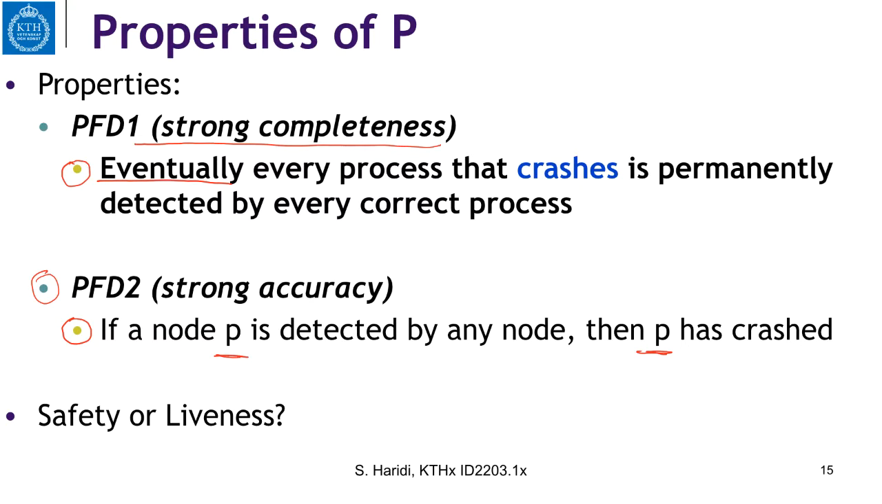So these properties are safety or liveness. Let us take first strong completeness. Strong completeness is a liveness property because it is an eventual property, whereas accuracy is safety, and the bad event in this case is detecting a crashed process, but the process did not crash.